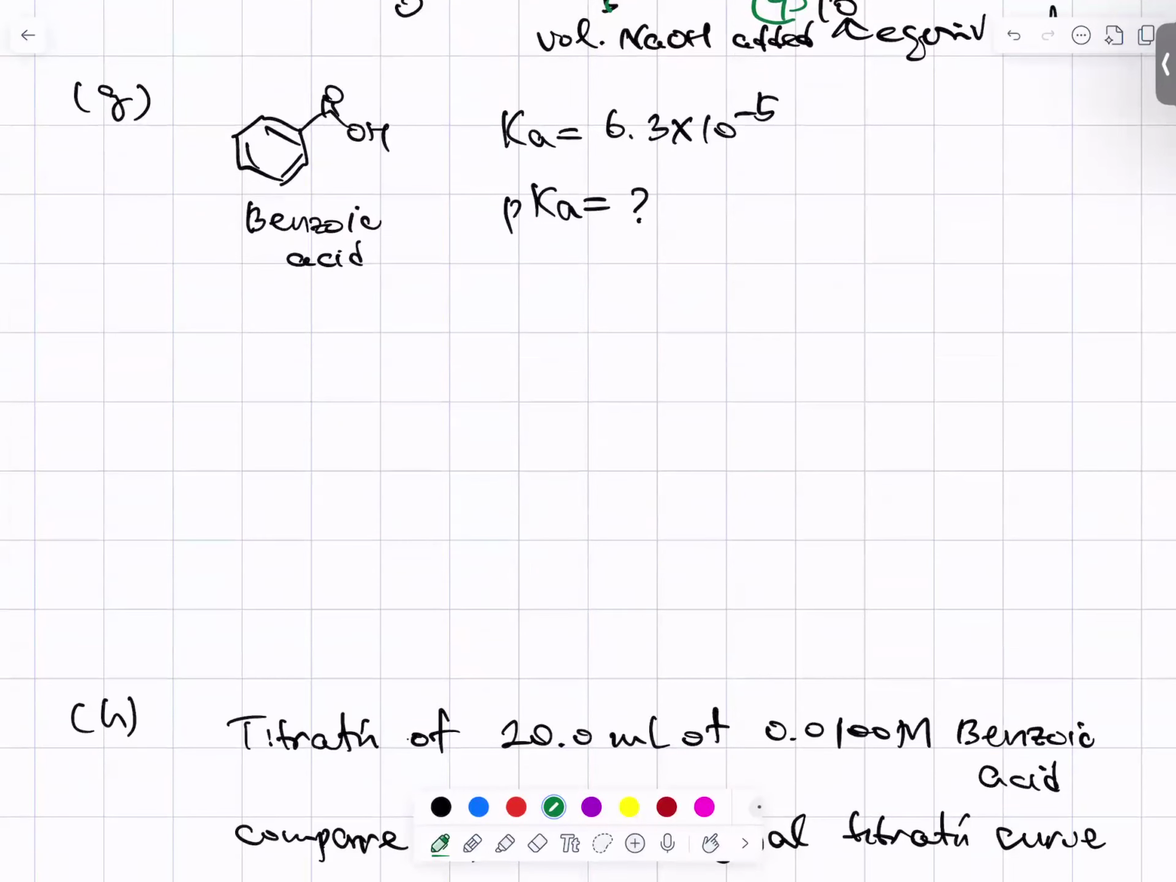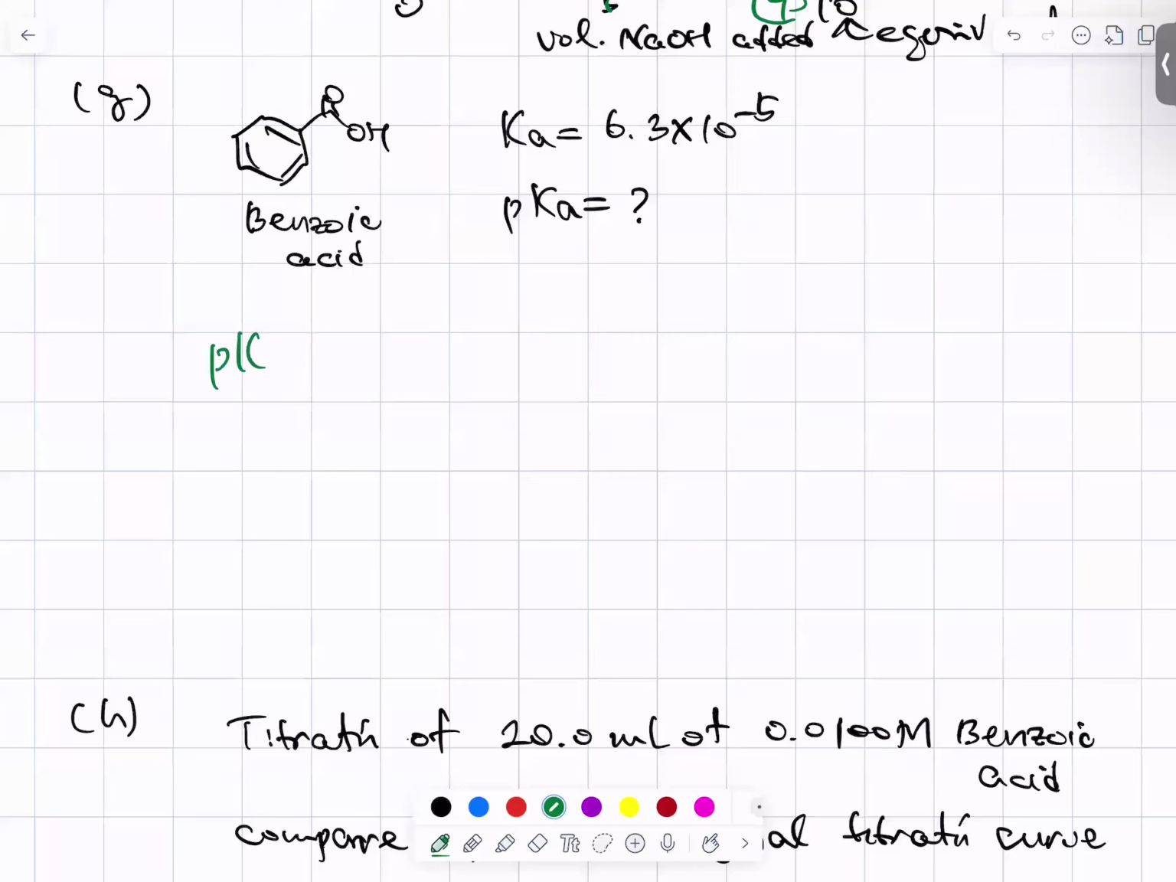G. Benzoic acid is very similar in structure to salicylic acid. Salicylic acid has an OH hydroxyl group; the hydroxyl group is missing in benzoic acid. The Ka value is 6.3 times 10 to the negative 5. Calculate the pK value of benzoic acid.